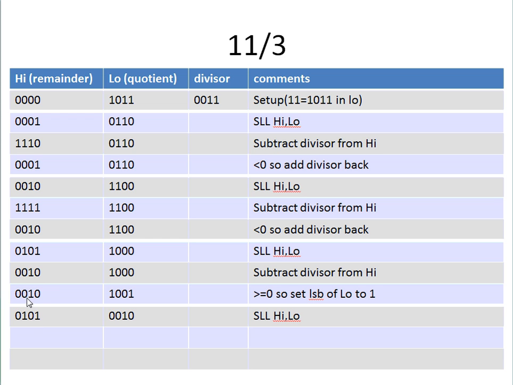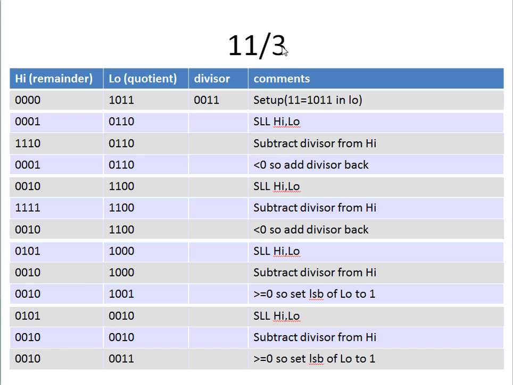Now we'll shift it. The 2 shifts over. The 1 comes across. So we have 5 again. These shift over, so that 0, 0, 1, and a 0 comes in. We subtract 3 from 5 and we get 2. And then we can note 2 is positive, so we keep it. But again, we have to set the least significant bit of low here to 1 because it worked.